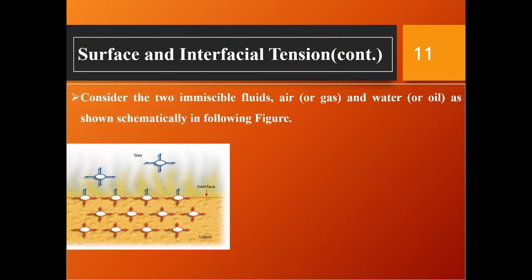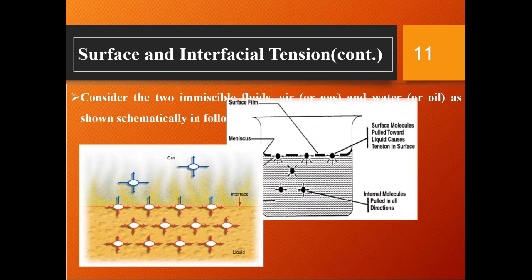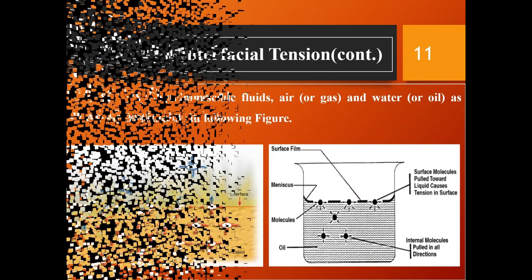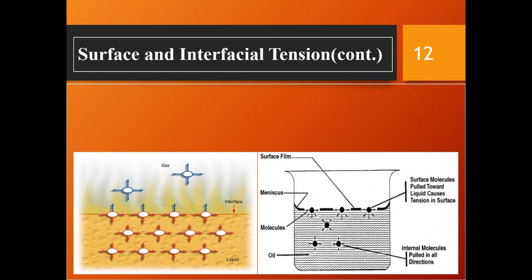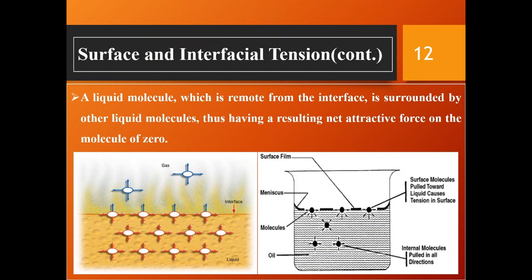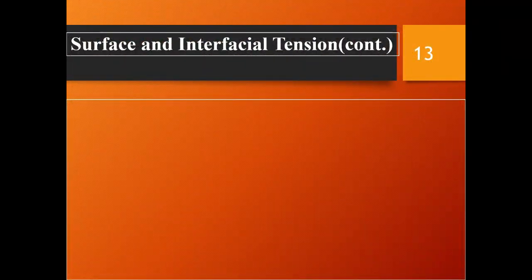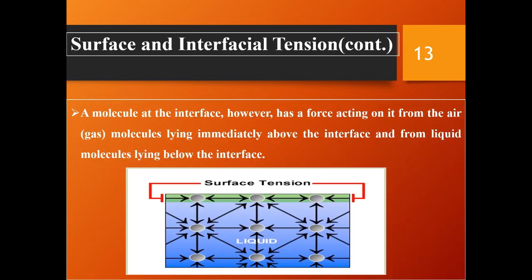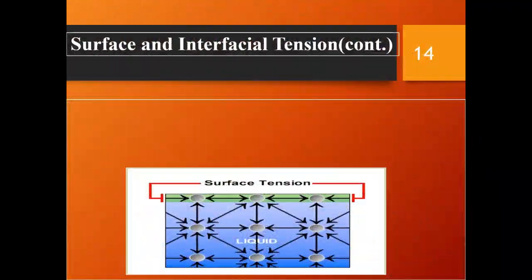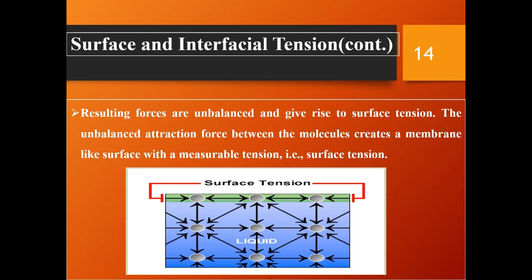Consider the two immiscible fluids, air, or gas, and water, or oil, as shown schematically in the following figure. A molecule at the interface, however, has a force acting on it from the air, gas, molecules lying immediately above the interface and from liquid molecules lying below the interface. Resulting forces are unbalanced and give rise to surface tension.